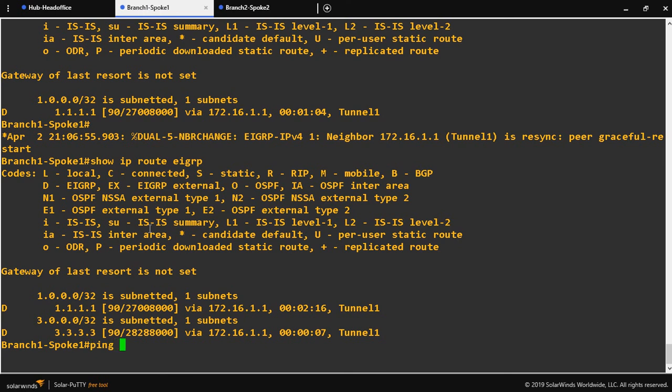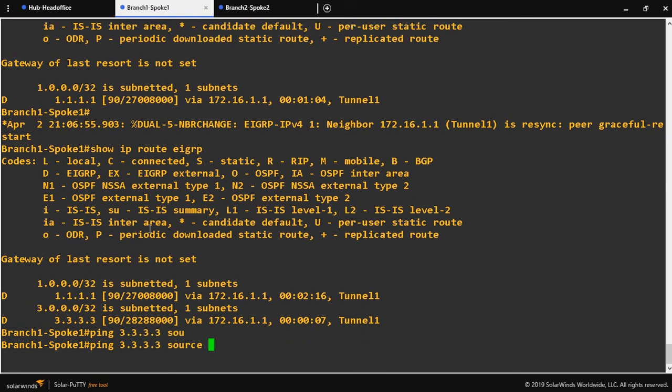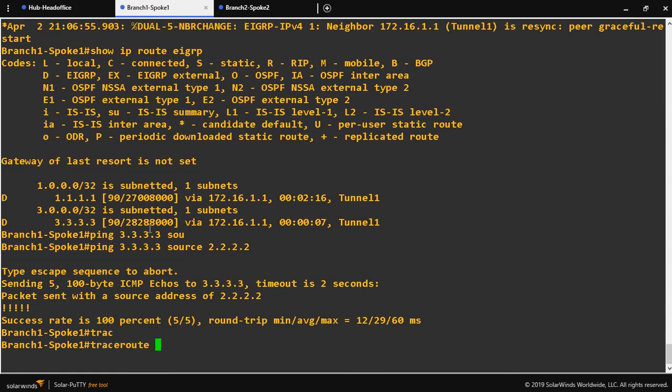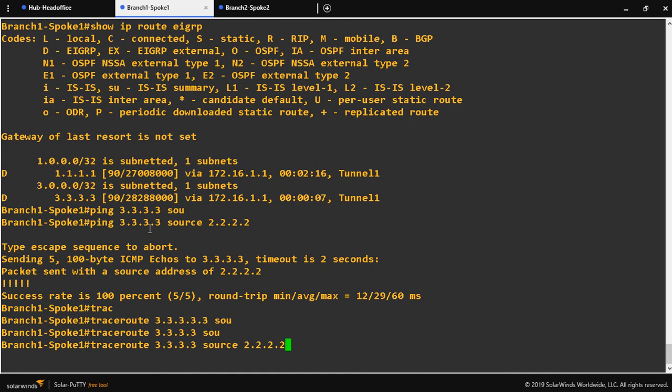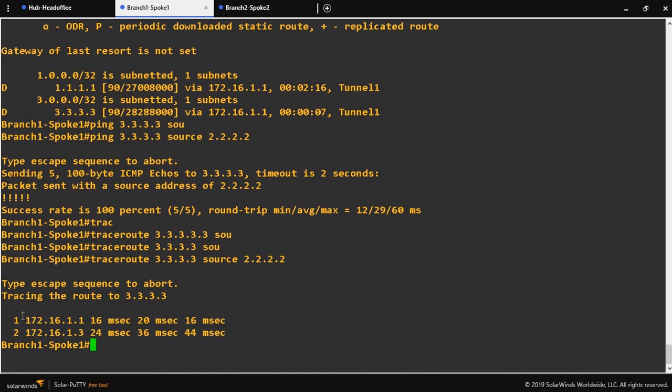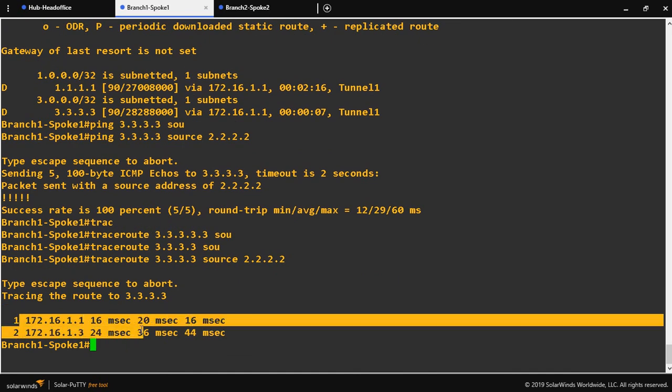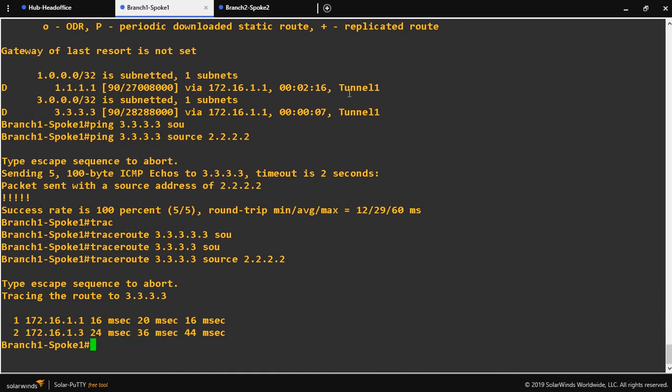Now I'm trying to ping the loopback IP of spoke 2, that is 3.3.3.3, and the source is 2.2.2.2. I'm getting a ping reply. Next I am giving traceroute 3.3.3.3 with source 2.2.2.2. Here we can see the packet going via the hub, and afterwards it reaches spoke 2.